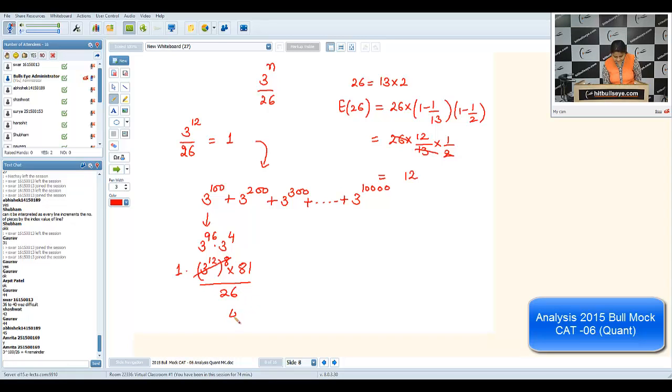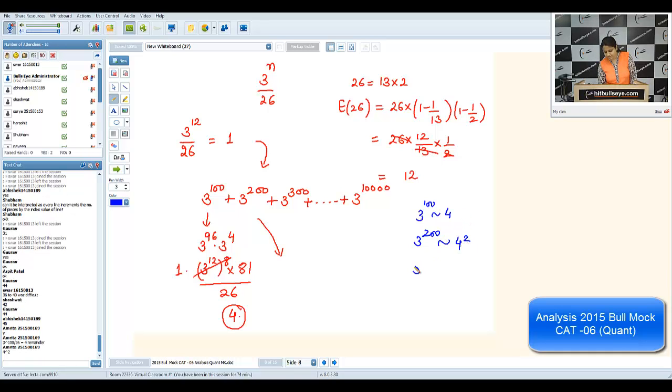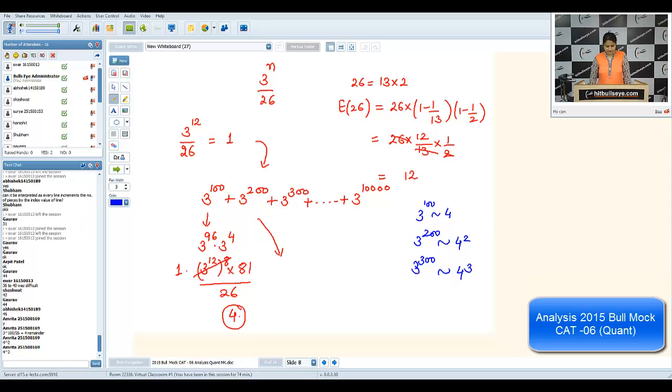Yes, I'm coming to that. You could go by cyclicity, Amrita. So what is the remainder? 4 will be the remainder in this case. If you know the concept of Euler number, no need to write the whole cyclicity thing. Now 3 raised to power 200, if 3 raised to power 100 is leaving a remainder of 4, what will be 3 raised to power 200? That will be nothing but square of the previous thing, so it will be 4 square. 3 raised to power 300, it will be 4 cube, and so on. Now you can calculate it. I think this is manageable now. Is it okay?